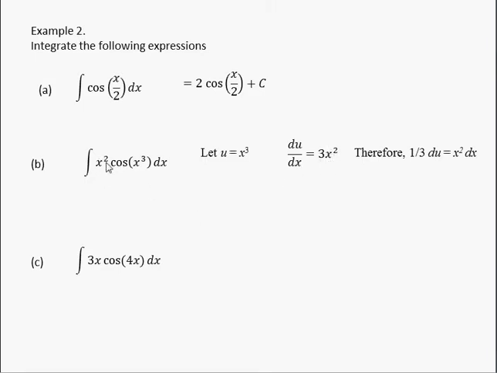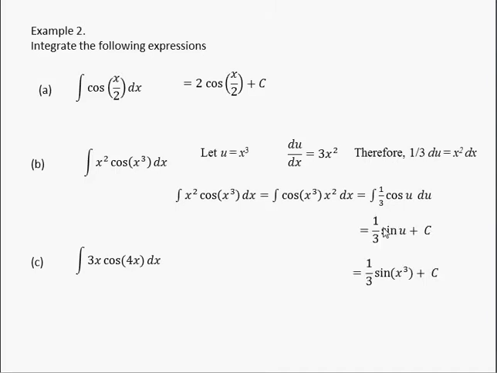But I don't want 3x squared, I just want x squared, so I rearrange this a little bit to work that out. And then I can just reorder my expression a little bit easier, and then that makes it nice and simple to substitute in the different values here. So cos x cubed becomes cos u, and x squared dx becomes 1/3 du. Okay, now that is something I do know how to integrate. It becomes sine u, and then we get rid of the u again.